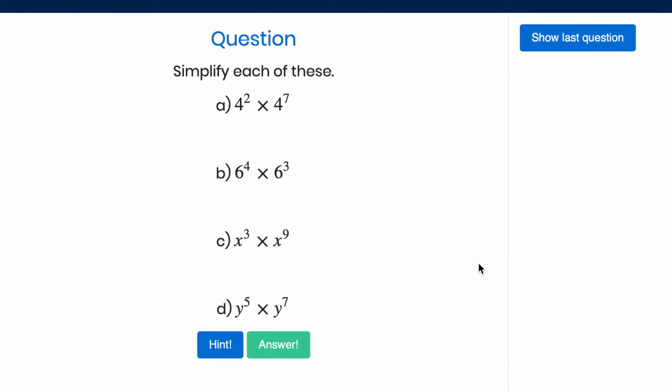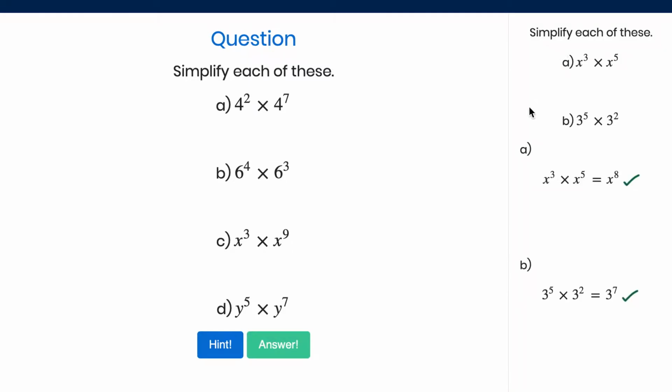Here are a few more examples for you to practice. Use the index law from the last question that we've got shown on the right hand side. Pause the video and have a go. Okay, let's see the answer.